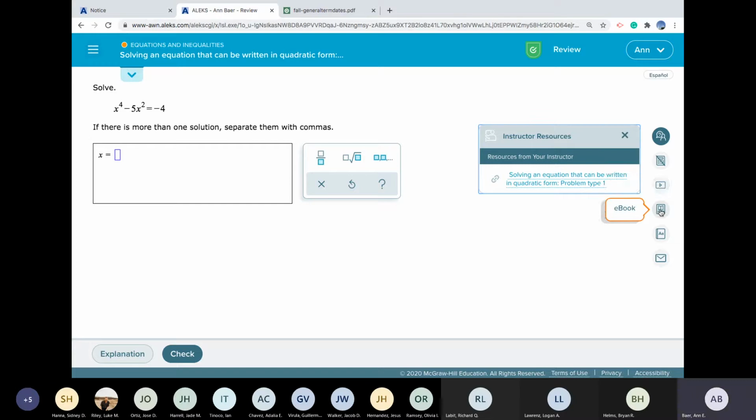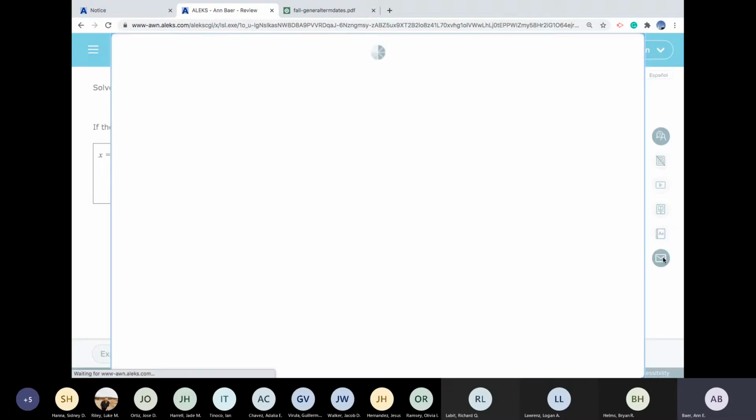There is a dictionary here. Oh, sorry, that is the ebook. That is the electronic book, and there's a dictionary. And then let's take a look at this envelope icon. I'm going to click on it.